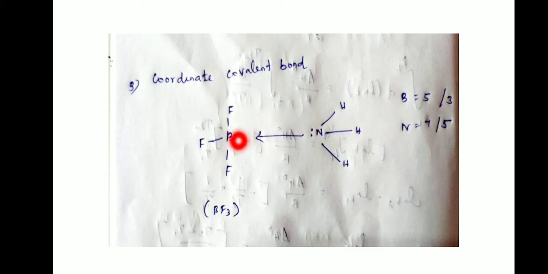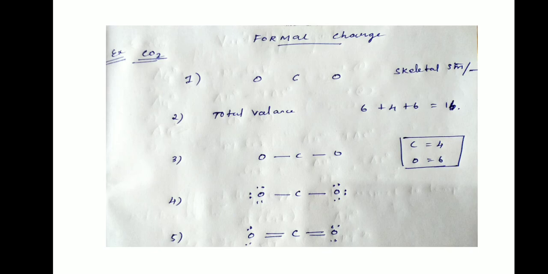Next, coordinate covalent bond. It means one atom donates a pair of its lone pair of electrons. Boron has atomic number 5 and valency 3, so with three atoms attached it has finished its valency. Nitrogen has atomic number 7, valency 5; attached to 3 hydrogen atoms, 2 electrons remain as a lone pair. This lone pair is shared with boron, therefore forming a coordinate covalent bond.